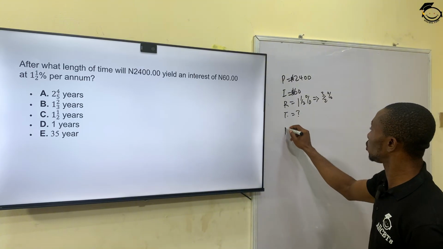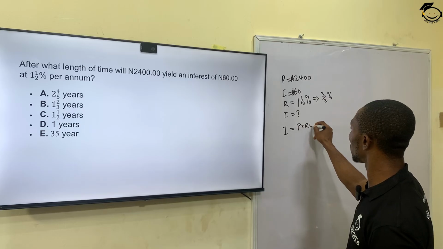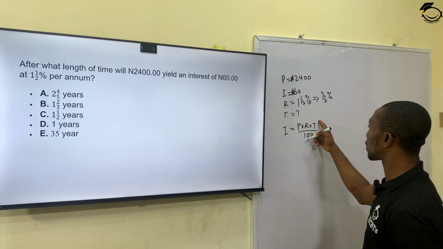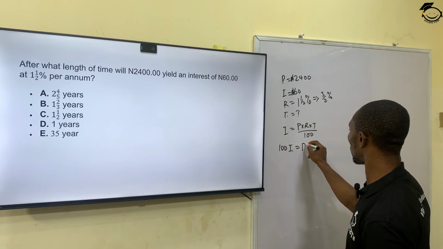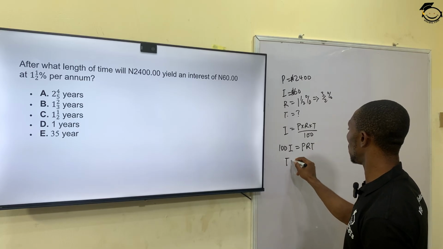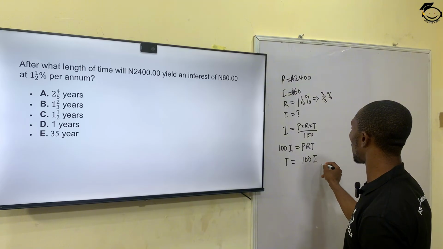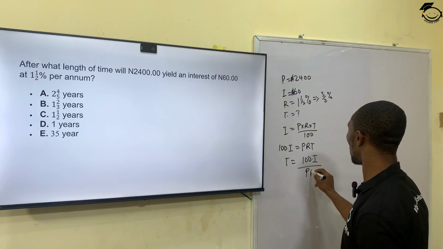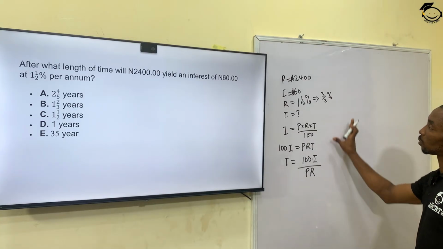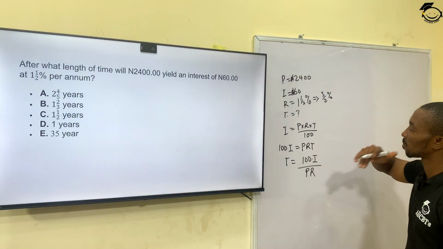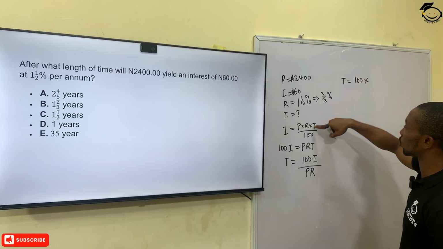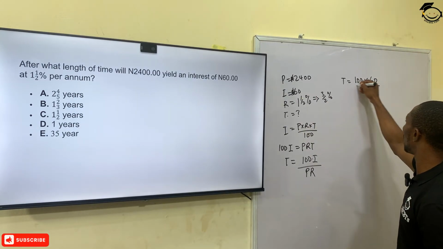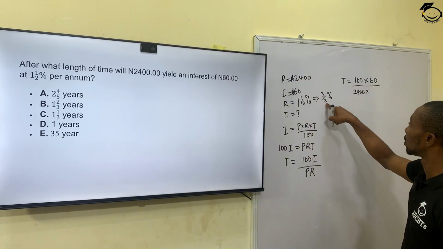All right, now we know that interest equals principal times rate times time all over 100. So making t the subject of the formula, cross multiplying, this becomes 100i equals principal, rate, and time. So t will be 100i all over principal times rate. Okay, now substituting our values here, we would have t equals 100 times interest, which is 60, all over principal, which is 24, and the rate is 3/2.